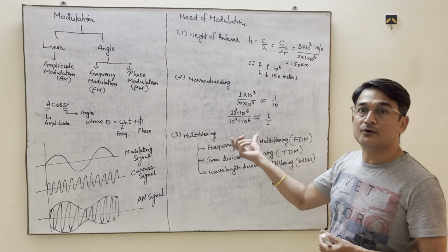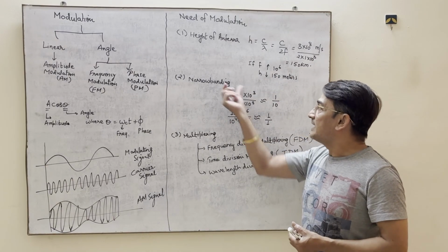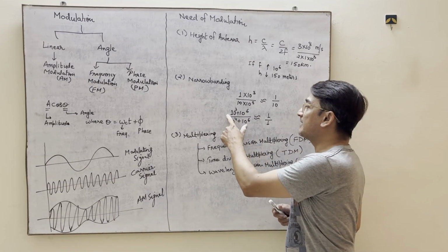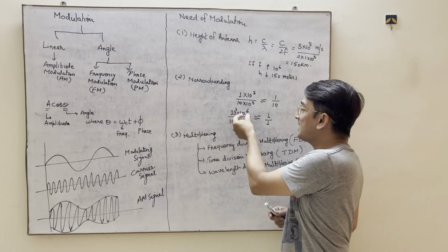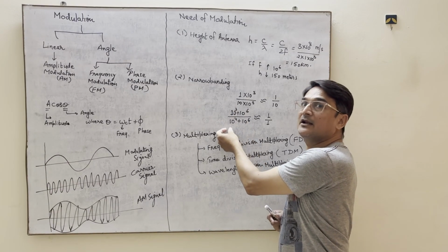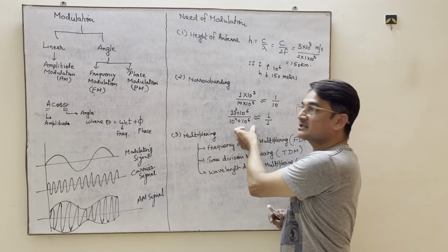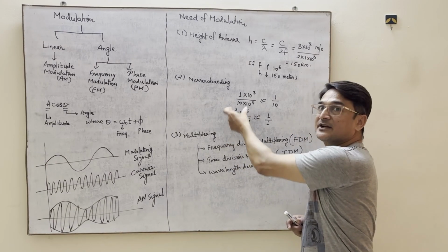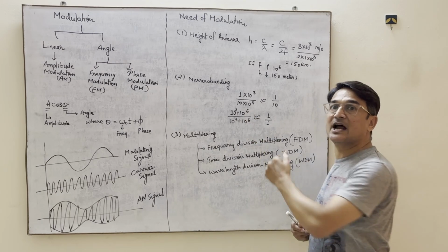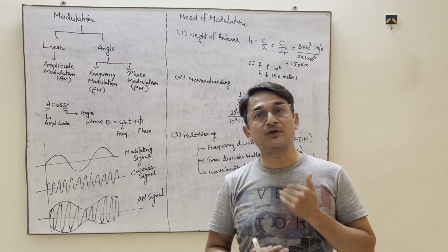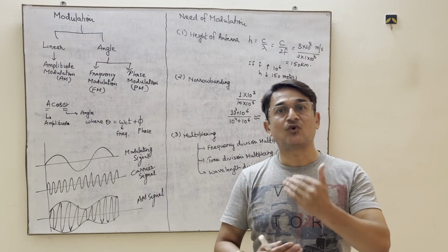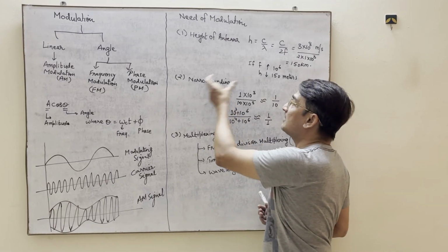So what you can do is modulate this signal with a megahertz frequency. So it will become 10 raised to the power 3, that is 1 kilohertz, plus 10 raised to the power 6, or 10 raised to the power 4, that means 10 kilohertz, plus 10 raised to the power 6. So when you check the ratio of these two, it is nearly equal to 1:1. So that means one single antenna will be useful for the transmission of two different frequencies. That is the concept of another aspect, which is narrowbanding.